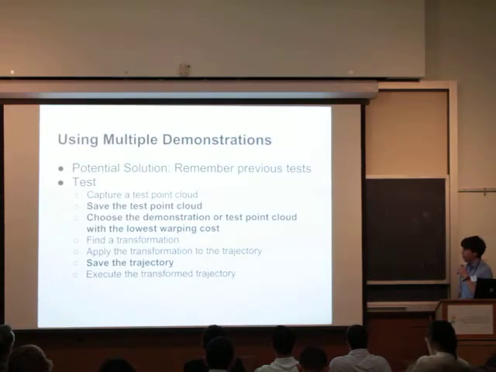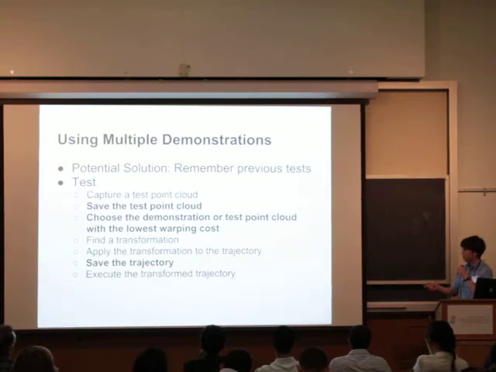Okay, so what's a potential solution? This is kind of like future work. Basically, we modify the test procedure. Like before, we capture a test point cloud. Now this is different: we save the test point cloud because we'll use it in the future.